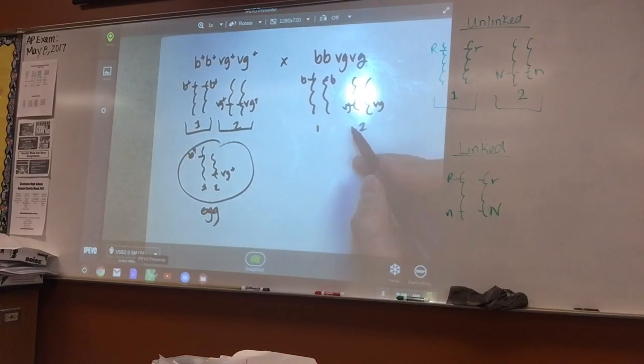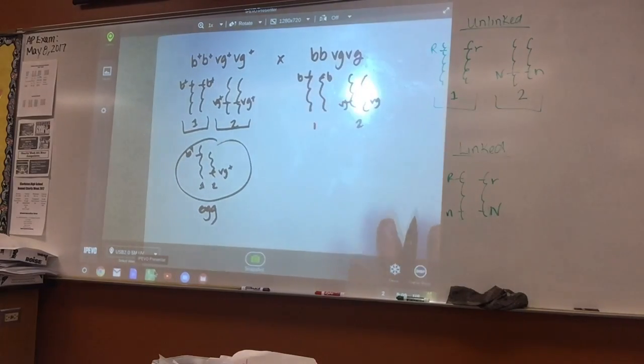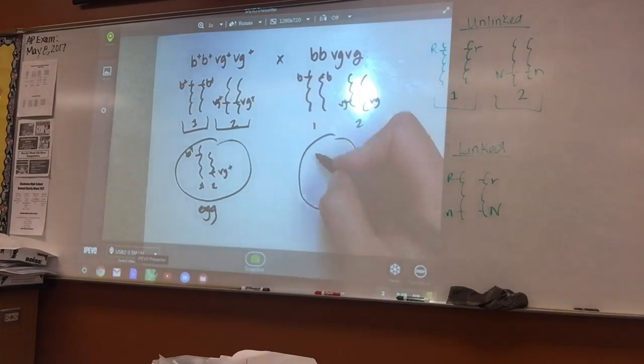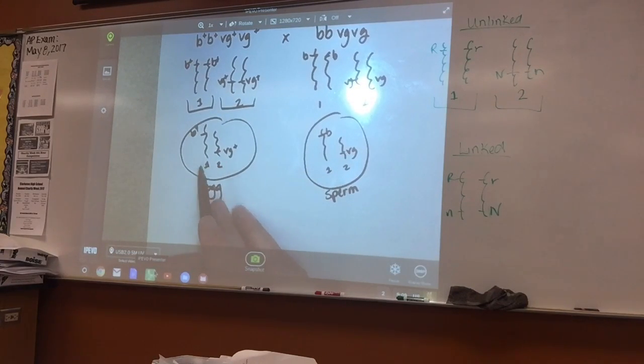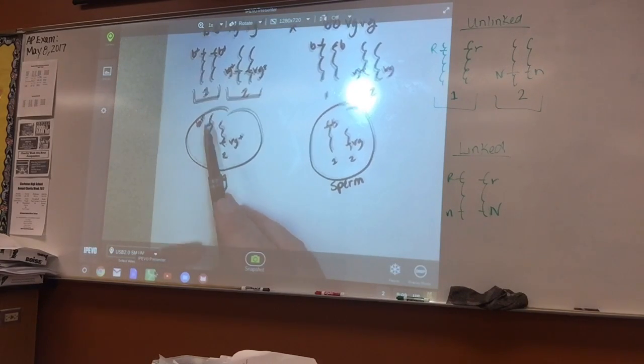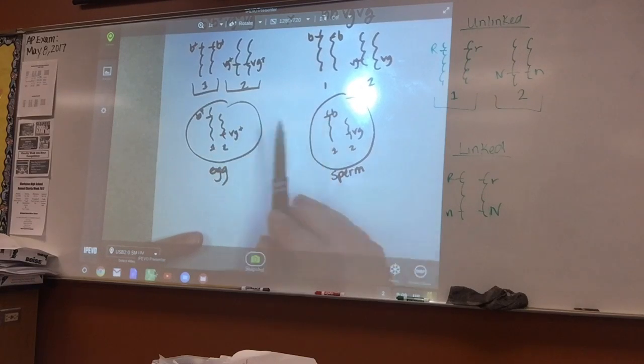And then if this was the male, he would do the same thing and go through meiosis. You have to imagine that in your head. He's going to give one chromosome number 1 with a B and one chromosome number 2 with a BG. And that's the sperm cell. So therefore, the sperm fertilizes the egg, and you're going to have a kid that has the B plus B, BG plus BG.